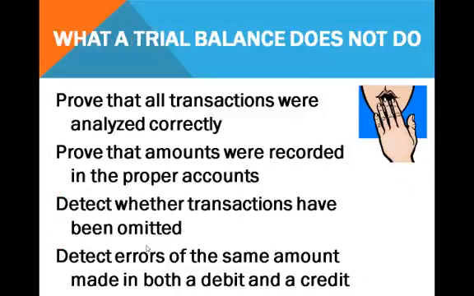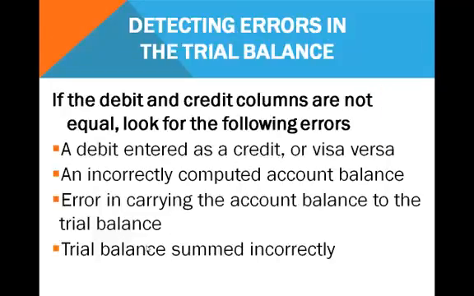What a trial balance does not do is prove that all the transactions were analyzed correctly. It does not prove that amounts were recorded in the proper accounts. It does not detect whether transactions have been omitted. It does not detect whether errors of the same amount have been made, both in a debit or a credit. What does it do? It shows that the debits and credits are equal.